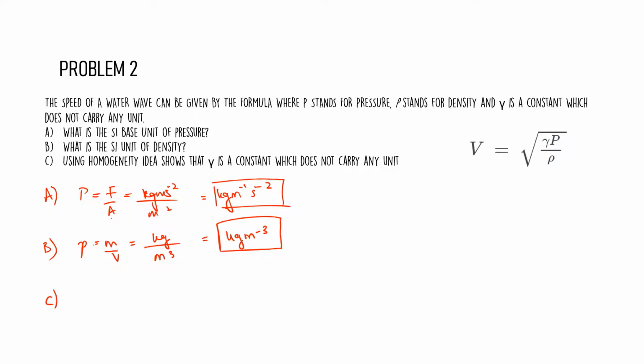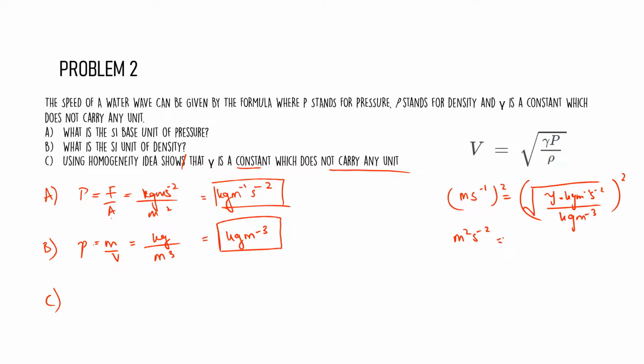The C is using the homogeneity idea, which shows that gamma is a constant which does not carry any unit. So for this, we know v is the velocity, so it is measured in meters per second, which is equal to the square root of gamma, and then plugging in the SI units of pressure and density there. Now notice how there's a square root. We can get rid of it by simply squaring both sides, and that's what I will do. So we're left with meter square per second square, and gamma remains as it is, and the other units also remain as they are. So I'll write that down.